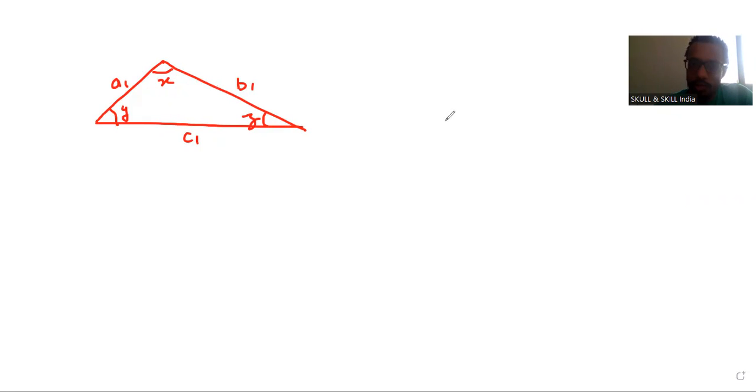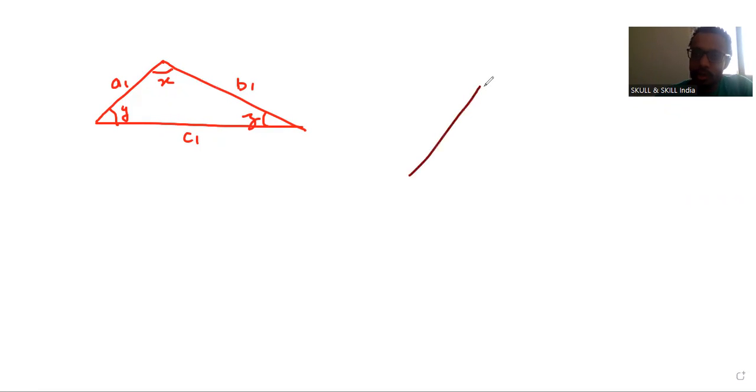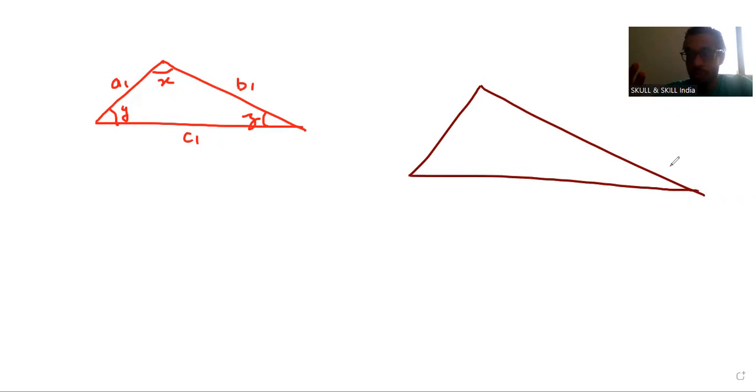you make another random triangle. This time a bigger one. Oh, sorry, it's not random. You have to match the angles. So there will be similar triangles. Yes, absolutely. So you match the angles.